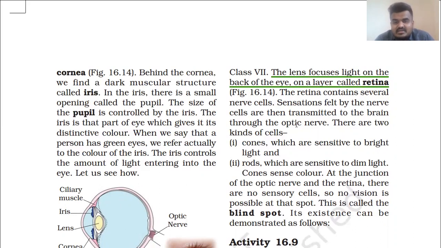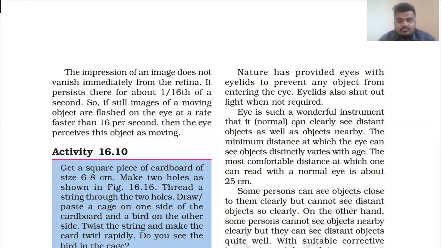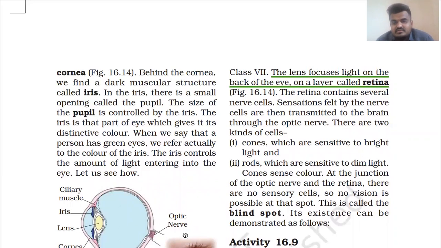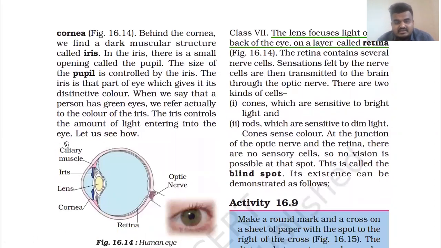The retina contains several nerve cells. Sensations felt by the nerve cells are then transmitted to the brain through the optic nerve. With the help of this optic nerve, transmission to the brain happens. Now there are two kinds of cells: cones, which are sensitive to bright light, and rods, which are sensitive to dim light. Cones sense color.